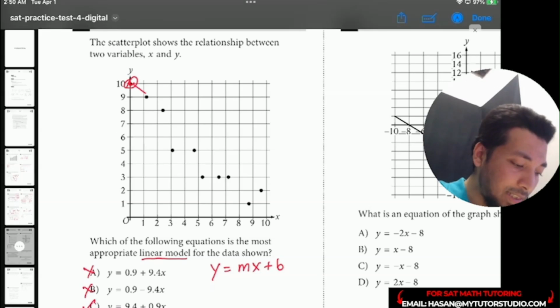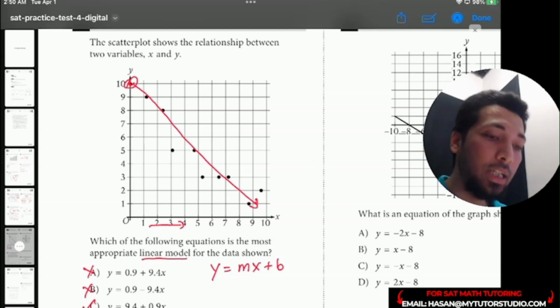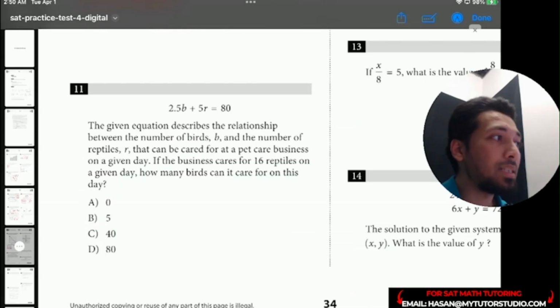Now we see that this is a downward trending graph. If you go to the right, the graph is going down. So the slope is negative. Therefore, it has to be option number D. This slope is negative 0.9. Therefore, we can use these two analogies to find the correct equation. Perfect. Now let's look at problem number 11.